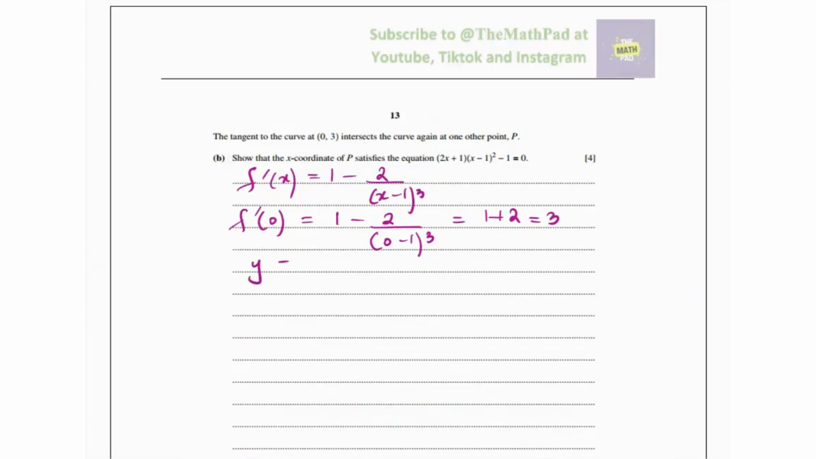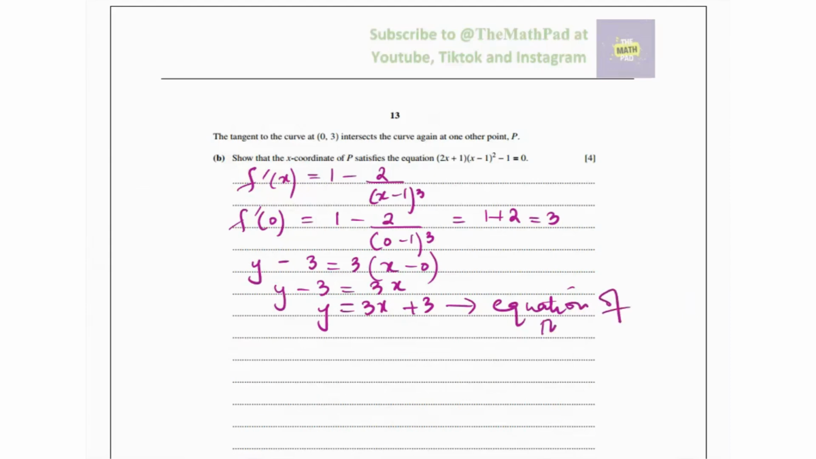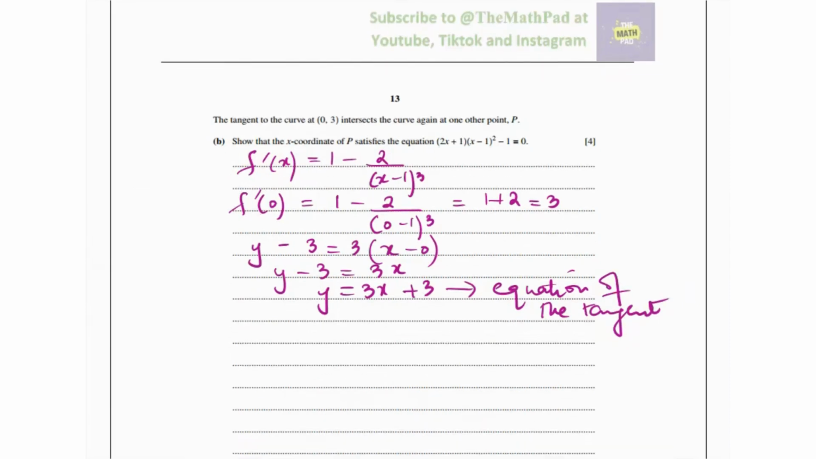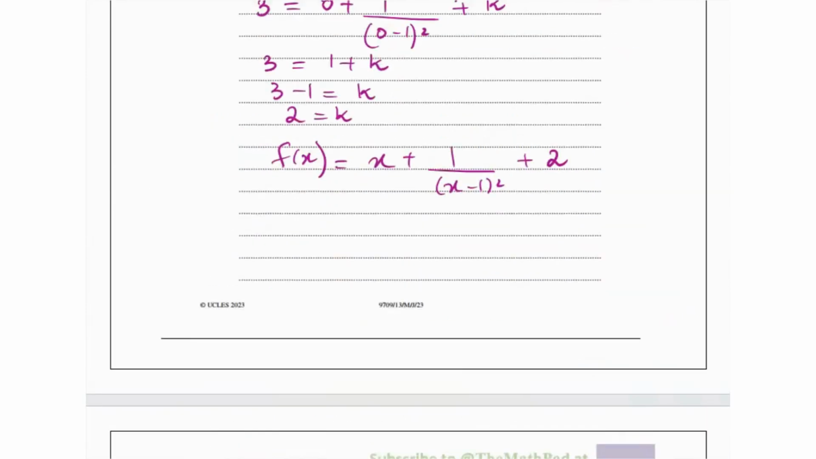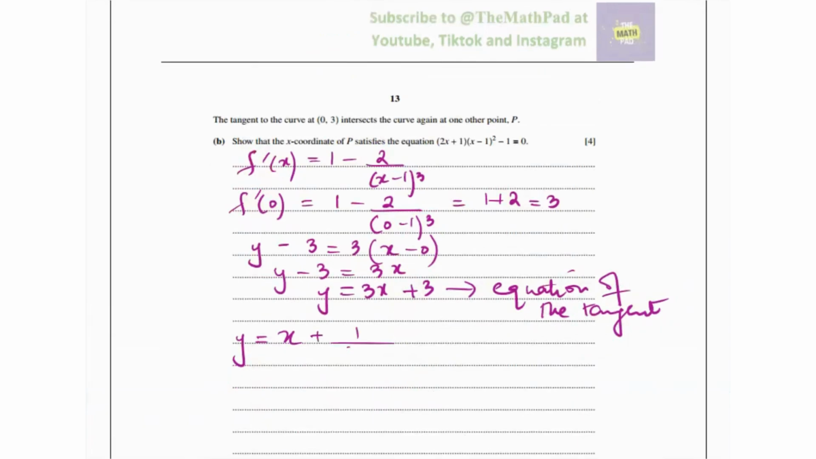So if you find the equation of the tangent, y minus 3 equals 3 times (x minus 0), y minus 3 equals 3x, y equals 3x plus 3. That is the equation of the tangent. So we're intersecting this with the curve. So the curve was y equals (x plus 1 over x minus 1) squared plus 2. Put this equal to 3x plus 3.